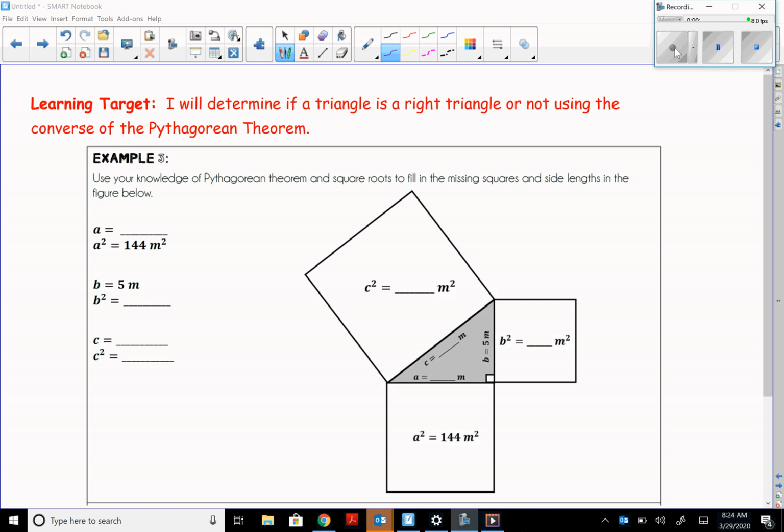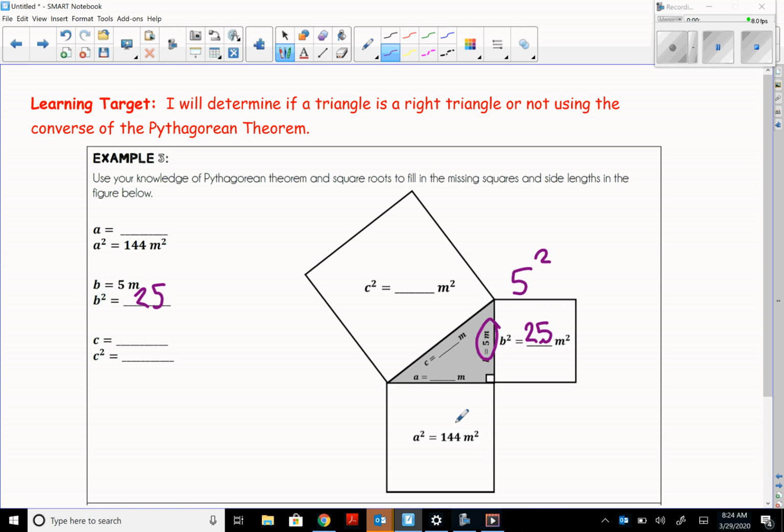So let's see what we already know. We already know the length of this leg is 5. So let's figure out b squared. 5 to the second power is 25. So let's go ahead and fill that in here.